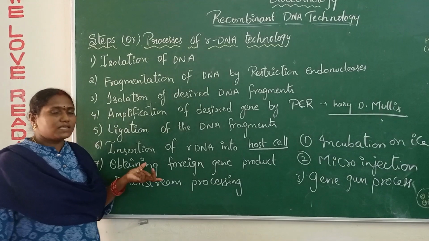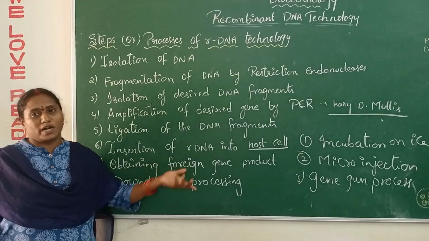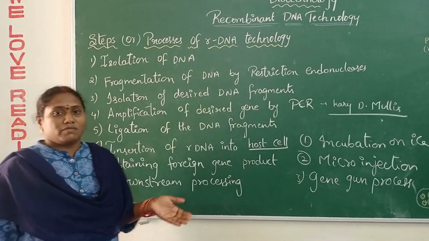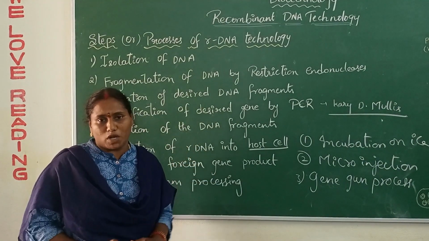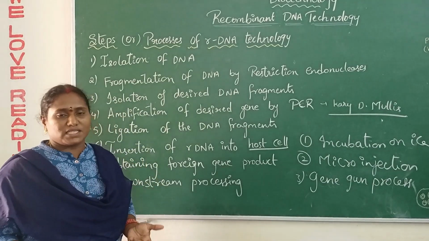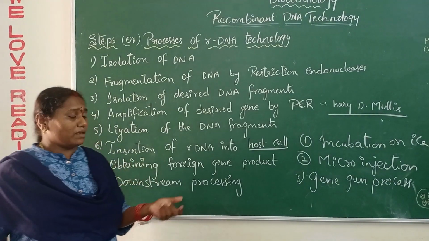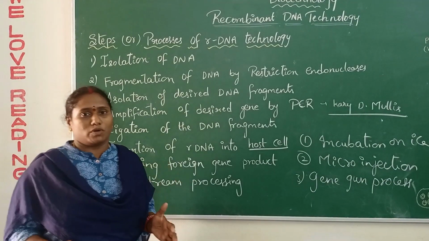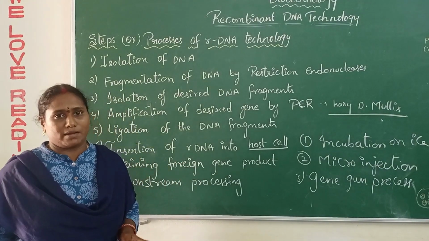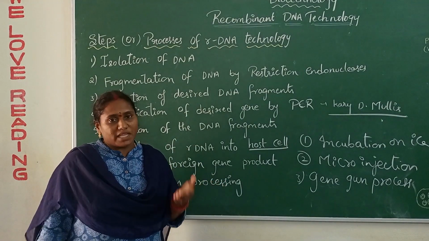Now let us study the next topic, obtaining the foreign gene product. Now you are doing a process for getting a new variety of gene molecule, and that gene molecule you are introducing into a new organism, that is Escherichia coli. But now the topic is obtaining the gene in a large amount. We have to get the product on a very large scale, not on a very small scale. As I said before, recombinant DNA technology is a very important technology.